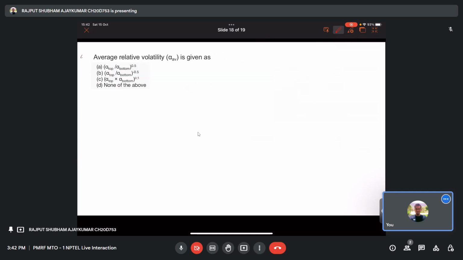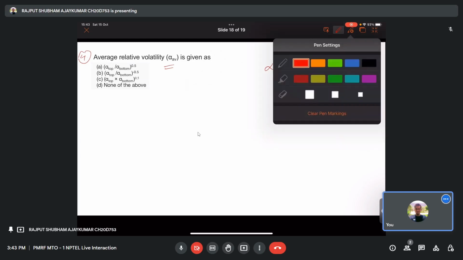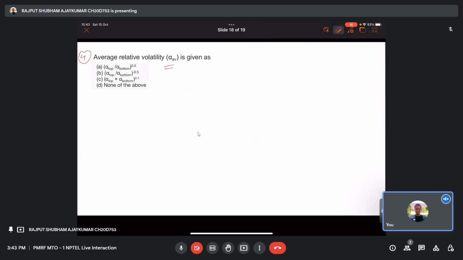The last one is the average relative volatility, alpha AV, which is given as... So we can see that alpha is given as y by x mostly, like the vapor to the liquid ratio. And you can see here the average relative volatility alpha AV is given as alpha of the top. Now here there will be two different products, the top and the bottom. So if you want to find the correct option, it is alpha top by alpha bottom raised to 0.5, or square root of this.